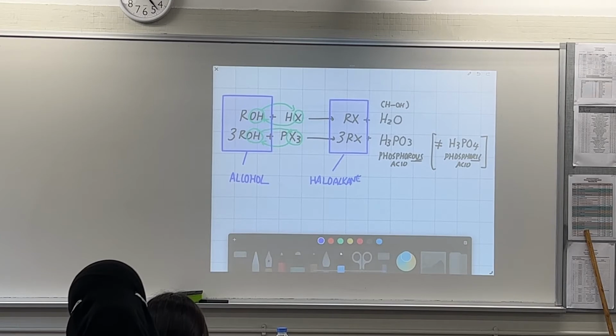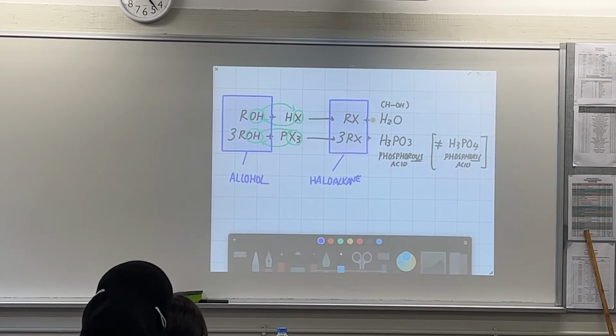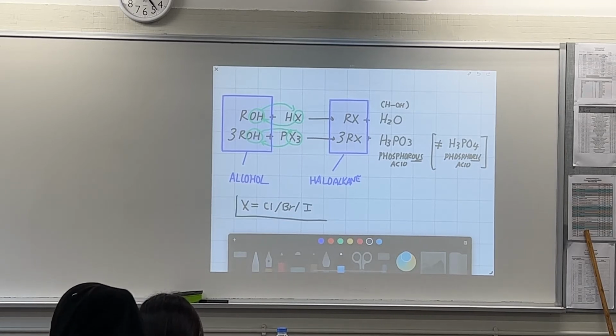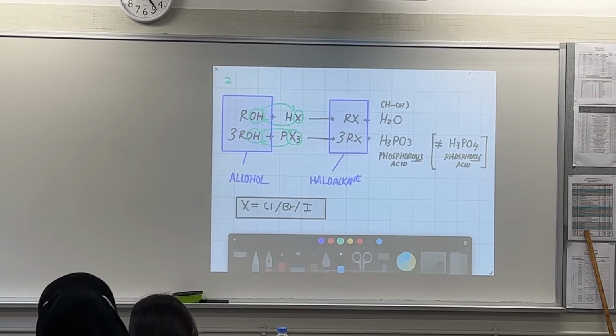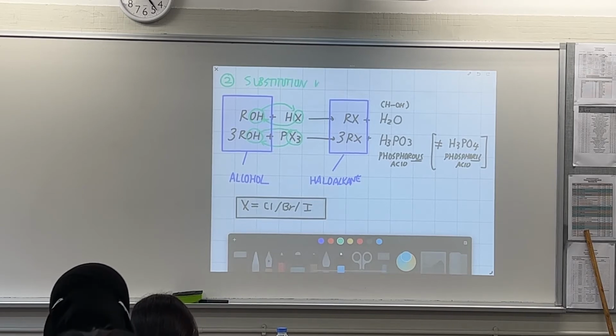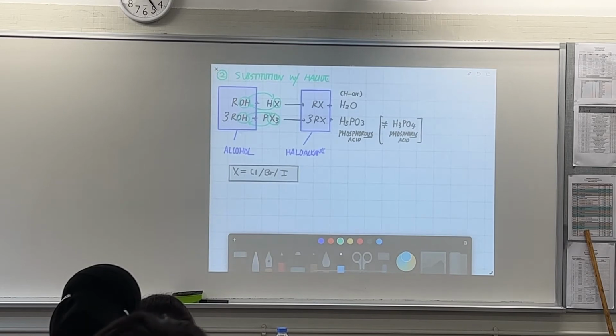But it's up to you what halide to substitute. You can use HCl, and then you get RCl. If you use HBr, you get RBr. Okay, yeah, just be flexible in the exam. X can be Cl or Br or I, any halogen. Right, so this is what we call number 2 in the reaction. It's called substitution with halide. Really, there's nothing too special about this reaction. Okay, just remember the equation.